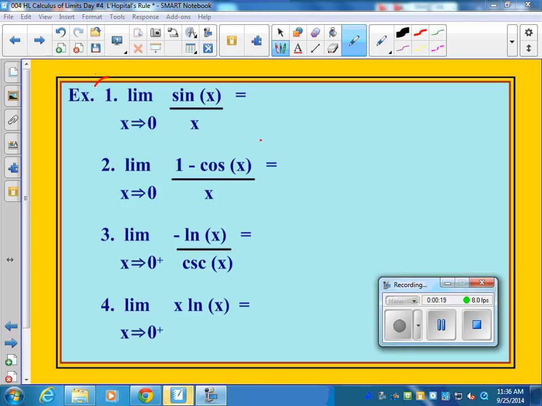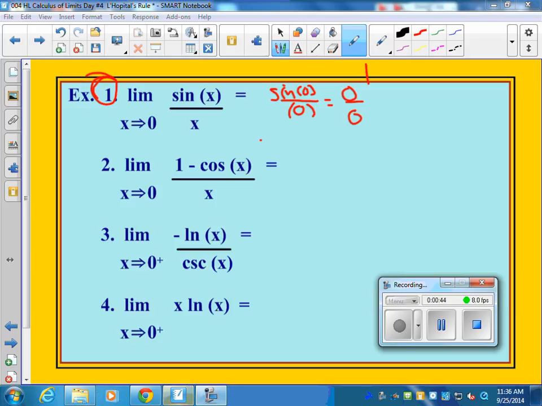So for the first one, we're going to take the limit as x approaches 0 of sine x over x. We know this one. What's it equal to? We proved it. 1. But I'm going to show you how you can do it with L'Hopital's rule. First thing is, stick a 0 in. What's the sine of 0 over 0? 0 over 0, right? In IB, you write that.